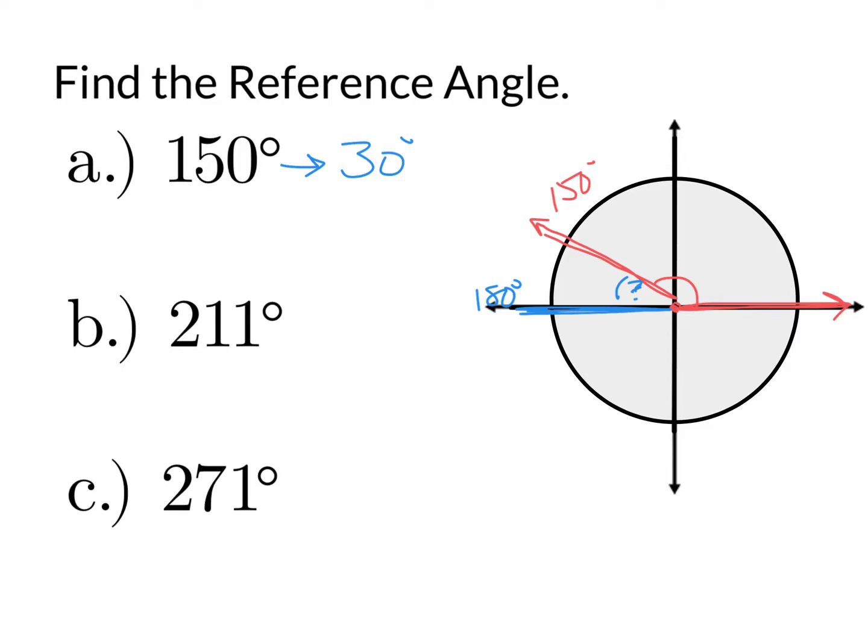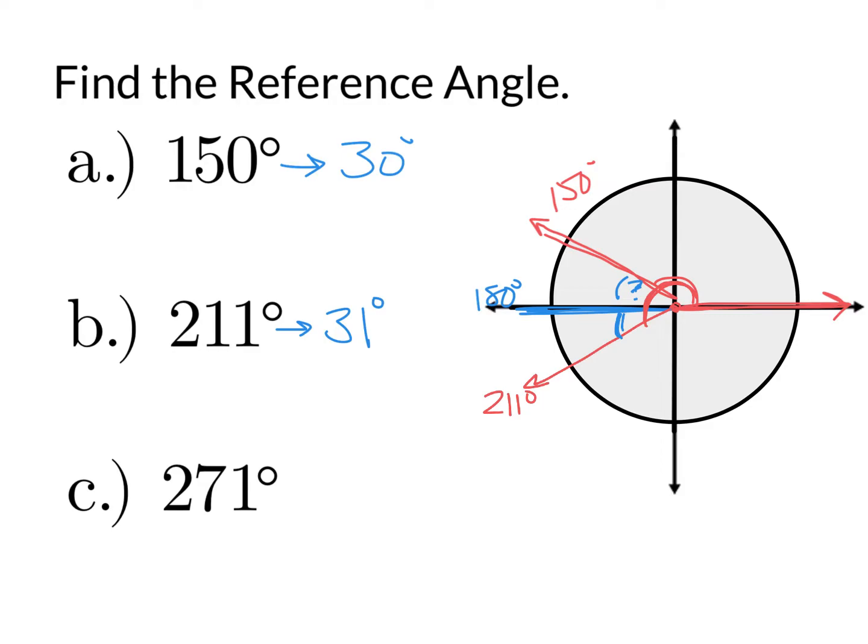Similarly, if we're going to find the reference angle for 211 degrees, that's going to be past 180. So there's where our 211 degrees is. Here is the 211 degrees. Our reference angle is going to be going back to that 180. So we take 211, subtract the 180, and we're at 31 degrees.